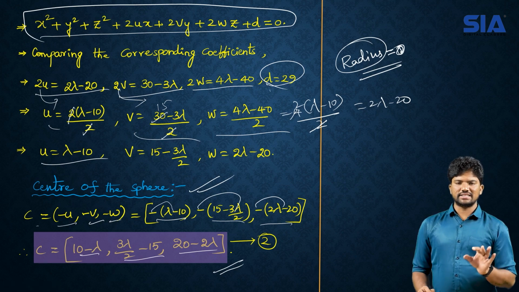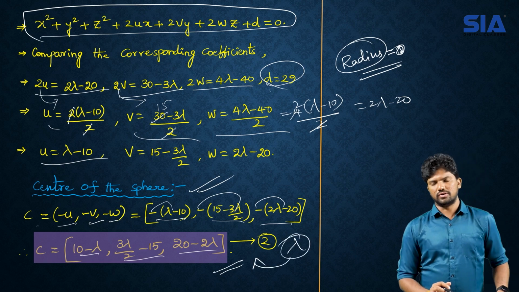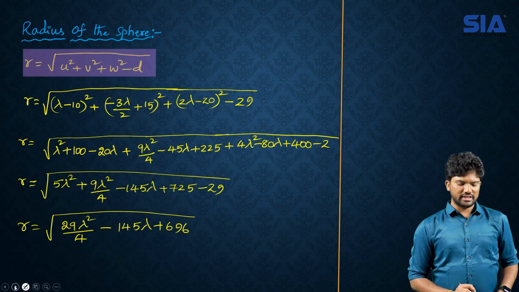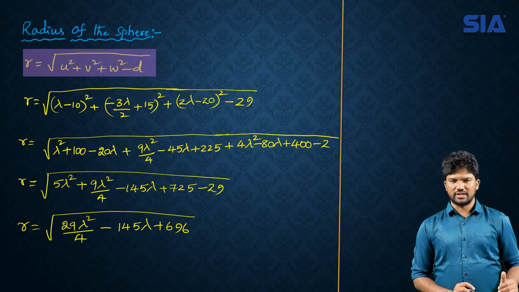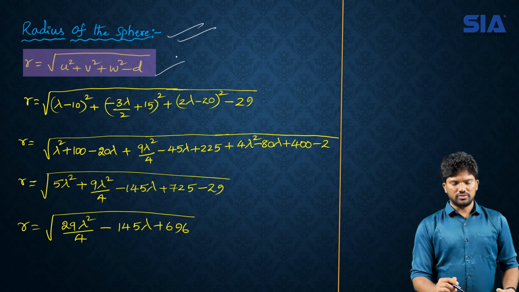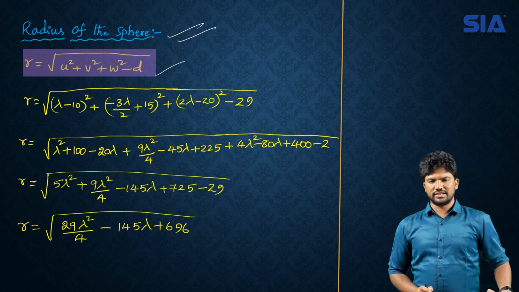So now coaxial system means we have to find the lambda value and substitute that lambda value back in this equation number 2 only. Our main intention is finding the lambda value and substituting that lambda value in equation number 2. Now the radius of the sphere r is equal to under root of u square plus v square plus w square minus d. You know very well this formula.